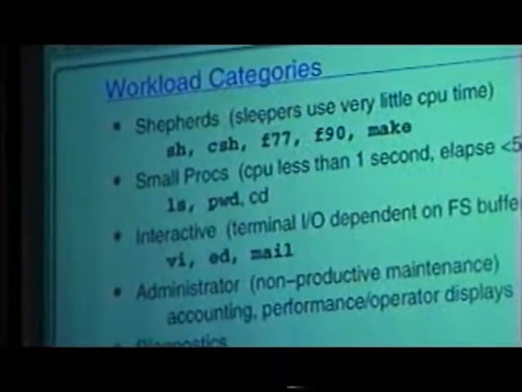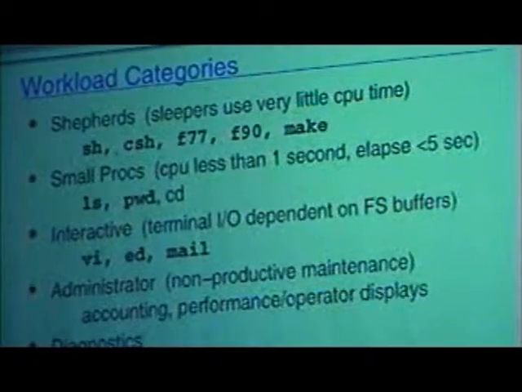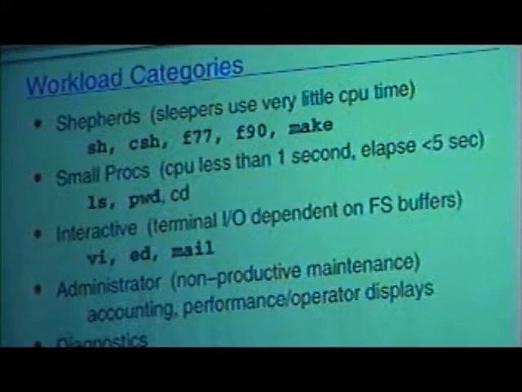Just to keep going here. Workload categories. When I'm consolidating data down, they're going by category. So everything that is a sleeper, like the shells and the compilers and stuff, sleep all the time. They go into a category called shepherds. They're the ones that sleep all the time, very little CPU work. I go off to lunch, my shell's still going.